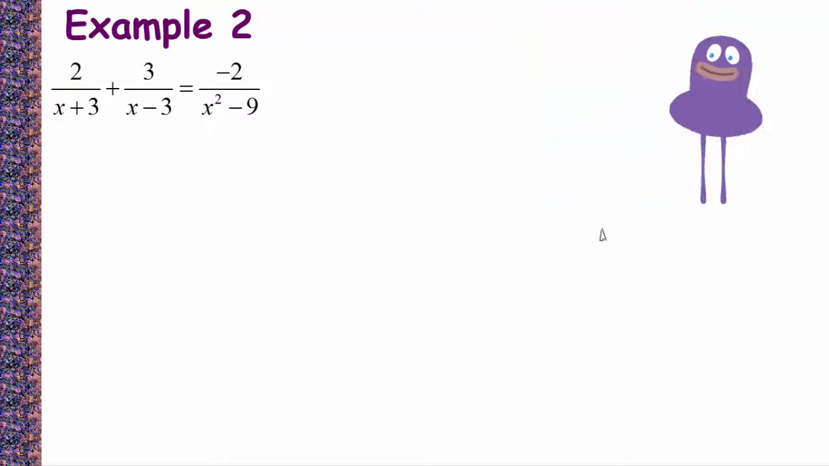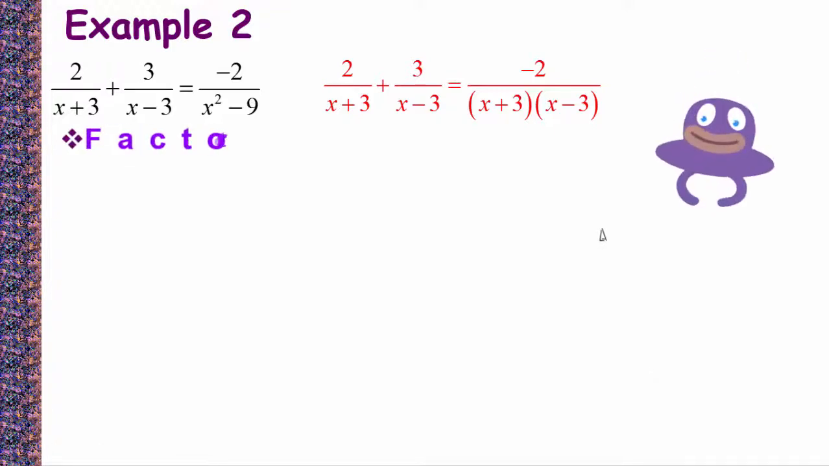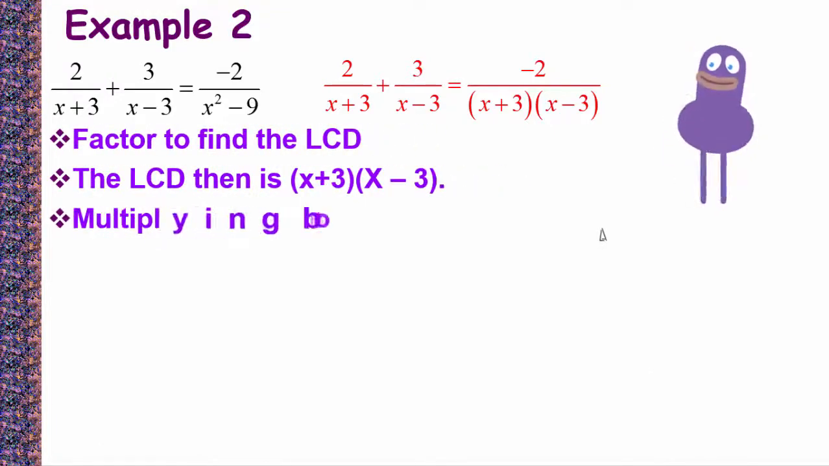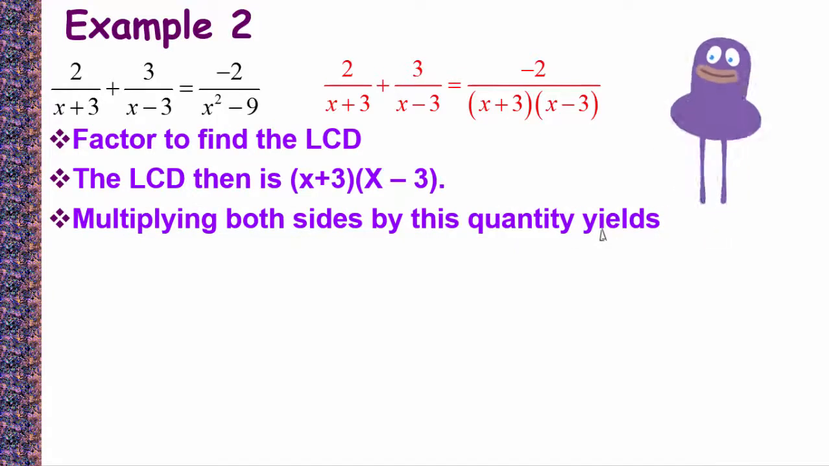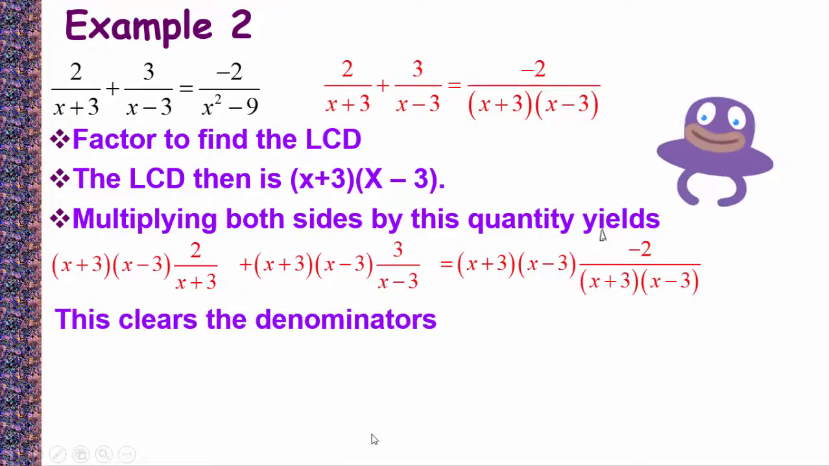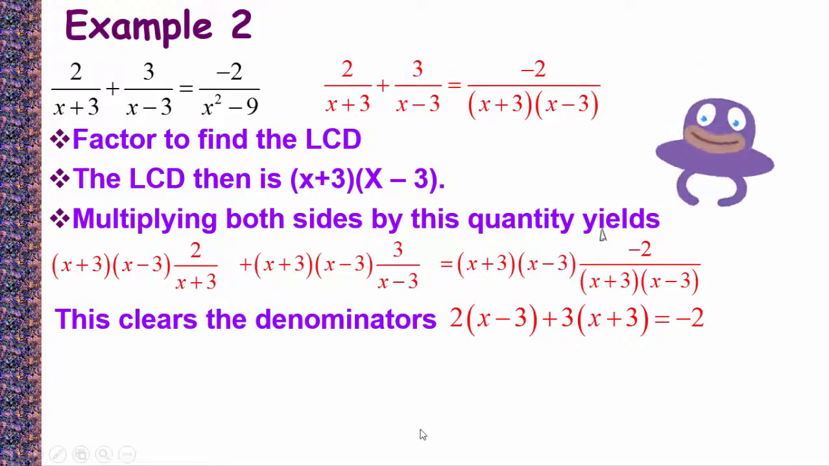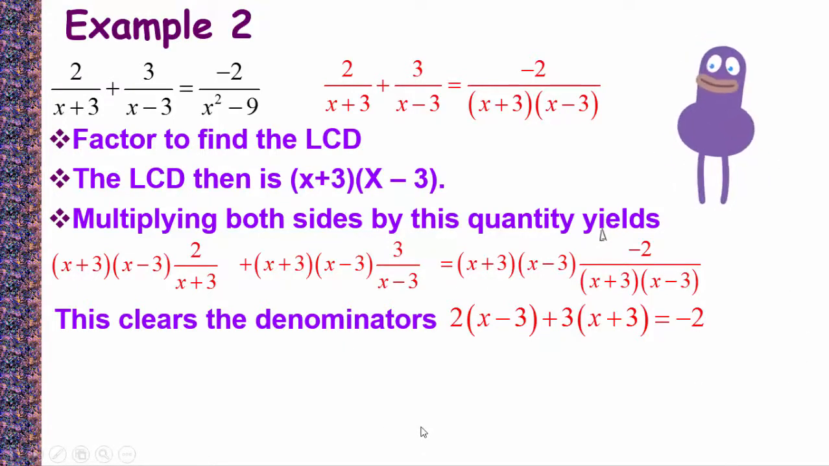Now let us review what we just did on the whiteboard. We factored what we could in order to find the lowest common denominator. And we found that the lowest common denominator is x plus 3, x minus 3. And we multiplied both sides of the equation by this quantity. And we got this. This clears the denominators. So we were able to get a regular algebraic equation that we've seen many, many times before to make it easier to solve for x.